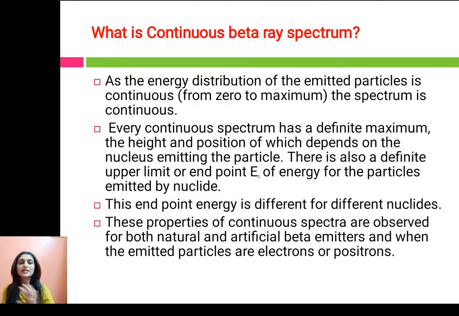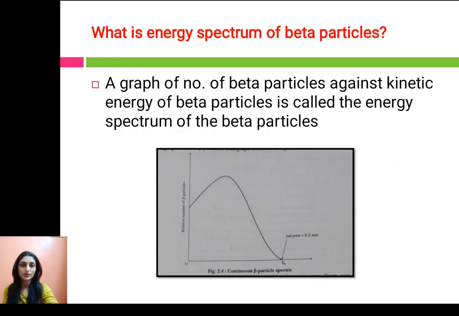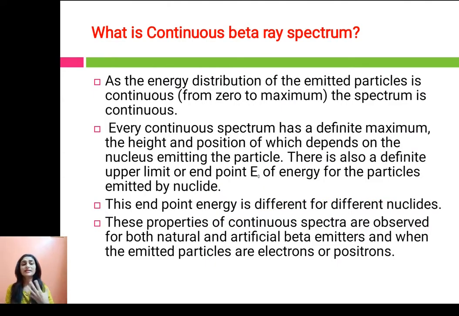Every continuous spectrum has a definite maximum, the height and position of which depends on the nucleus emitting the particle. There is also a definite upper limit or end point energy E0 for the particles emitted by the nuclide. So here this value is the end point energy. This endpoint energy is different for different nuclides. These properties of continuous spectra are observed for both natural as well as artificial beta emitters, and when the emitted particles are electrons or positrons.